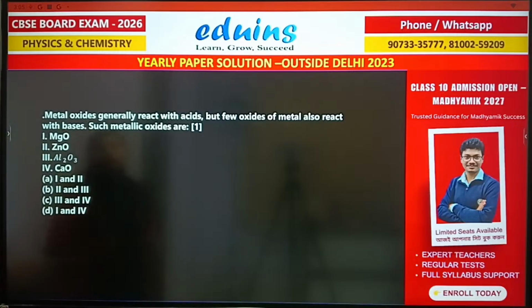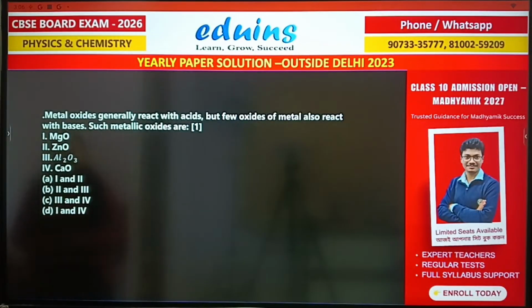Option A is 1 and 2, that means magnesium oxide and zinc oxide. Option B is 2 and 3, that means zinc oxide and aluminium oxide. Option C is 3 and 4, that means aluminium oxide and calcium oxide. And option D is 1 and 4, that is magnesium oxide and calcium oxide. So, what will be the right answer?